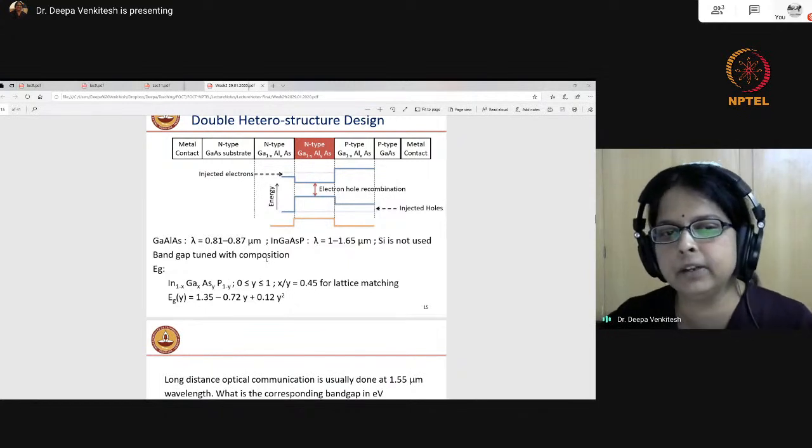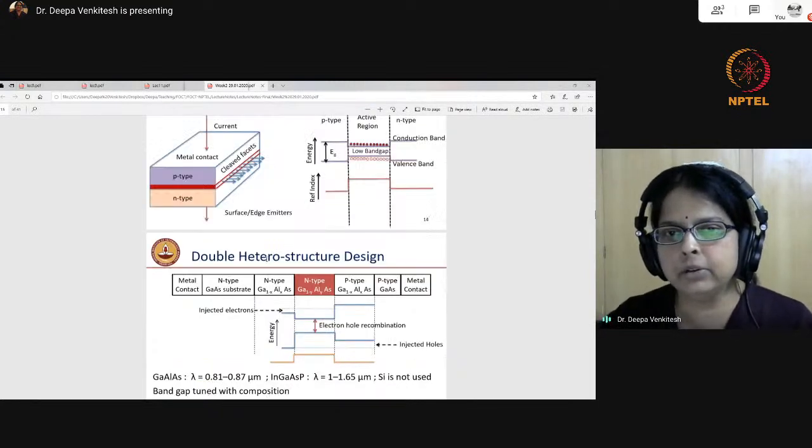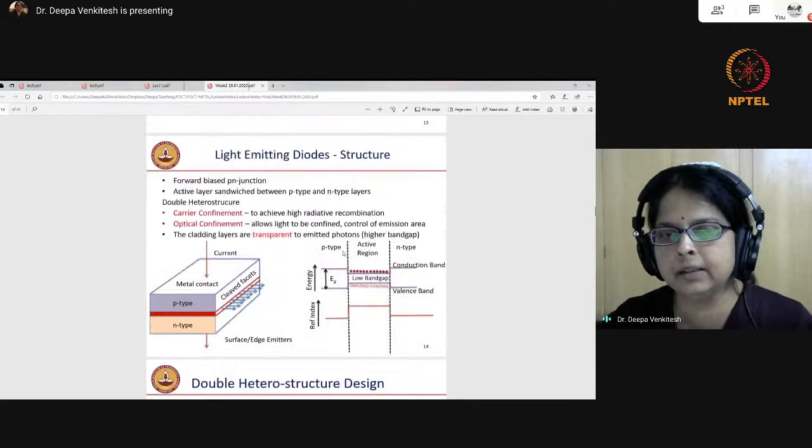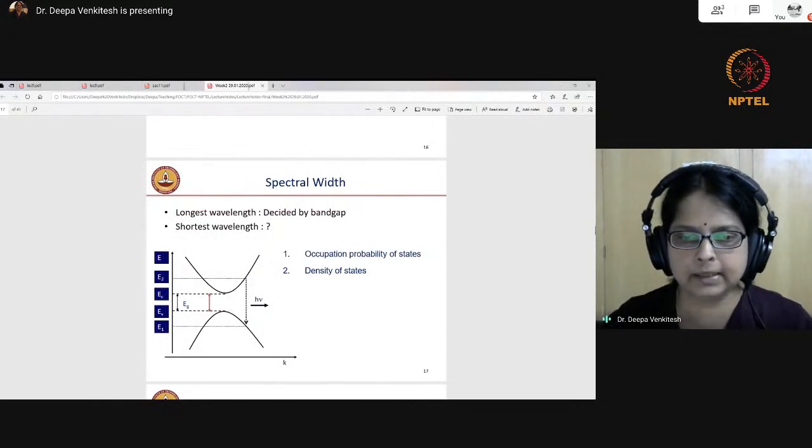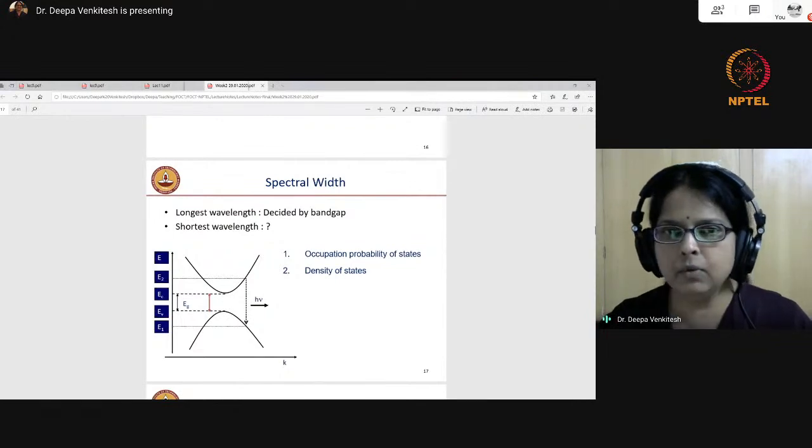What's the benefit of engineering the band gap? Because now you know that the minimum energy that comes out of the semiconductor is decided by this band gap. So I hope that answers that question. We will move on to the next question.